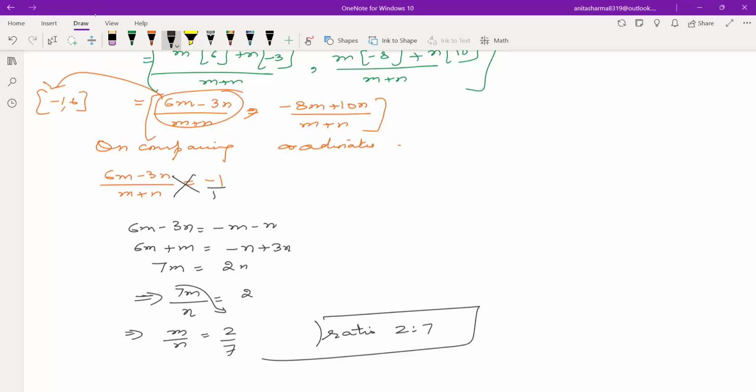Why did we take only the x coordinate? Can you explain that again? You can take the y coordinate also. Then you will get the same answer. That's why I'm saying.